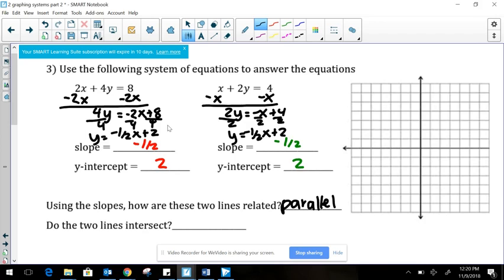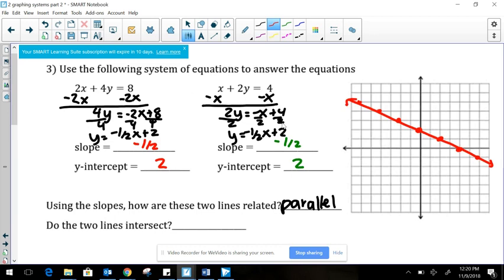Okay, and then it's saying, do lines intersect? Parallel lines don't intersect. But let's graph this first before we answer that question. So I'm going to graph this first equation in red. So my y-intercept is 2. I'm going down 1, right 2. Okay, that's the first equation.